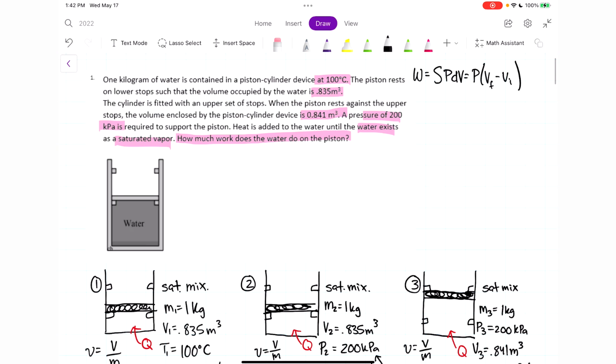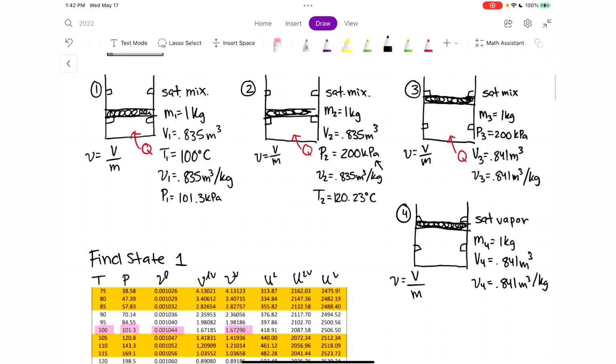But that was only one part. We also have to find the heat added from going to state 2 to state 3, and the heat added from going to state 3 to state 4. Great. So let's continue.